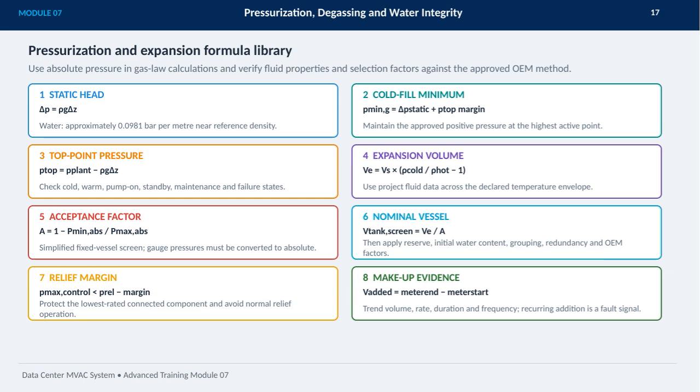Using this factor, we determine the nominal vessel size and then apply additional factors like reserve capacity and OEM specifications. Relief margin settings protect the lowest rated components by ensuring operating pressure stays below relief thresholds to prevent unnecessary activation. Finally, makeup water volume monitoring helps identify leaks or faults by analyzing trends in added water over time. Overall, following these formulas ensures a robust and reliable pressurization system.